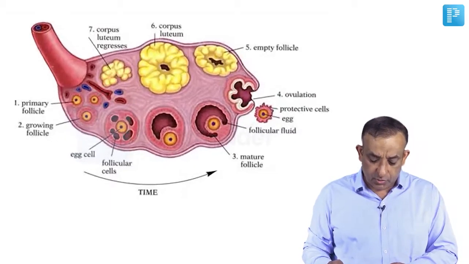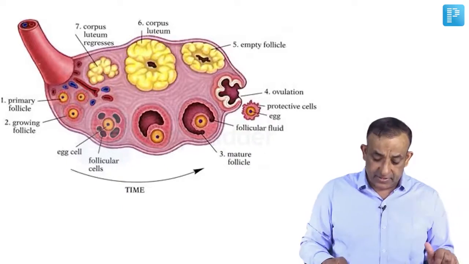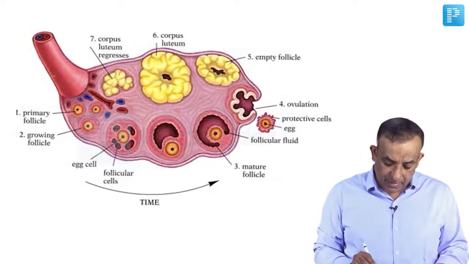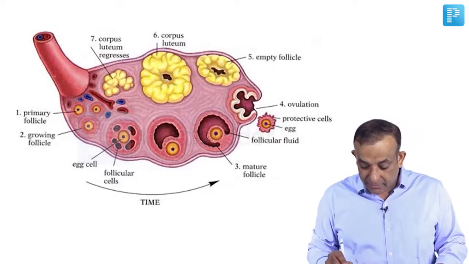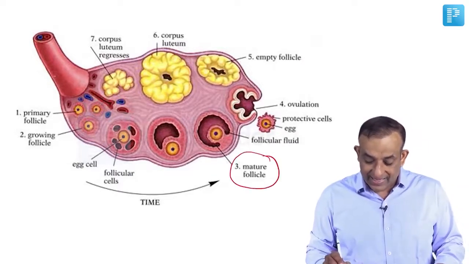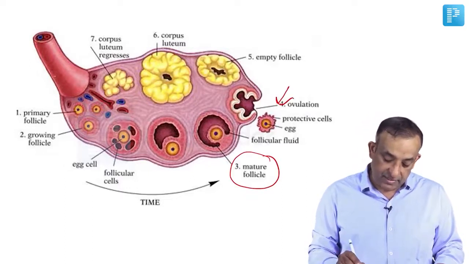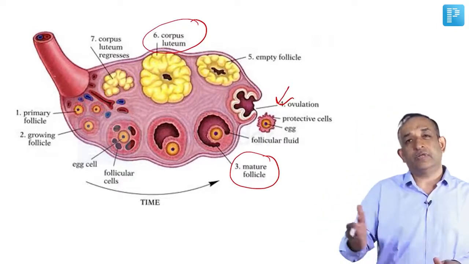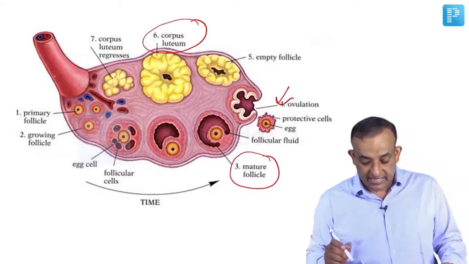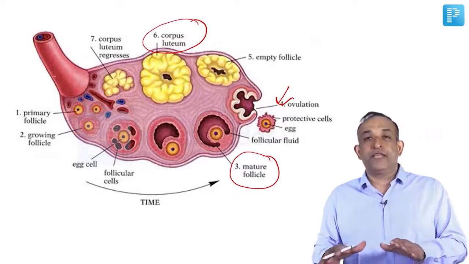In this picture, I just wanted to show you all the stages of development of the oocyte, because we get confused when we see this picture so many times. From the primary follicle, there's a growing follicle, and then this follicle over time matures into a mature follicle, and then the oocyte is released at ovulation, and this follicle becomes a corpus luteum. Corpus is body, luteum is yellow, and then it regresses.